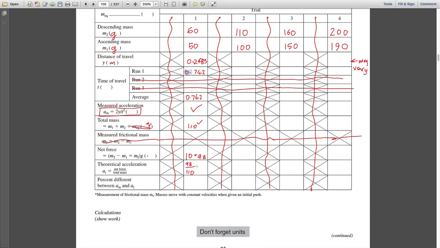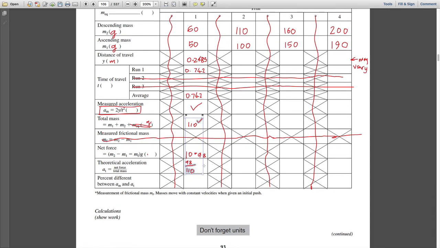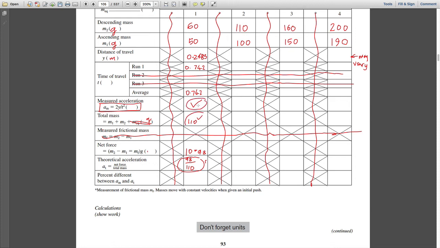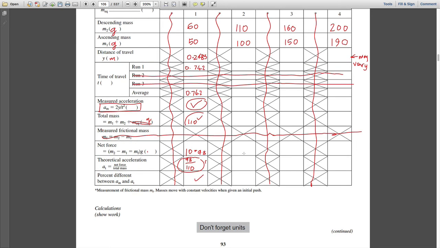Then using this you get another acceleration. So you have two accelerations: the acceleration from theory, and this one, the one I already tick marked. Then compare those two and find the percent difference between the two. Then follow the same procedure.